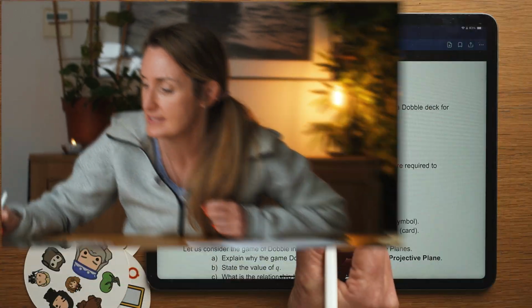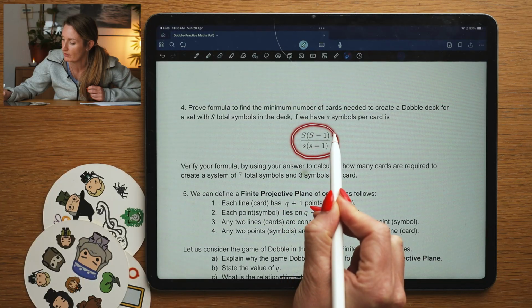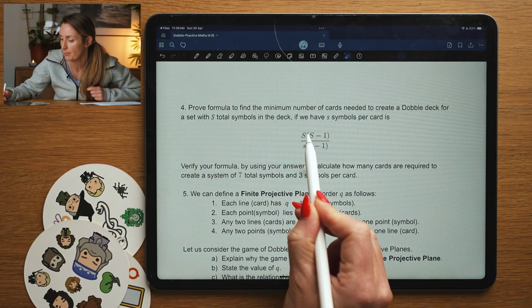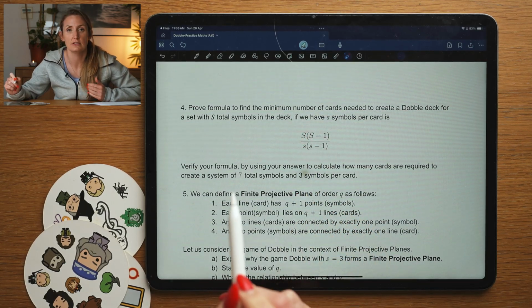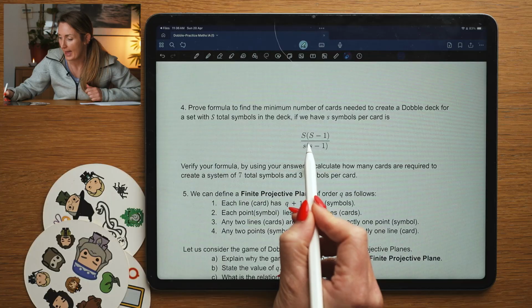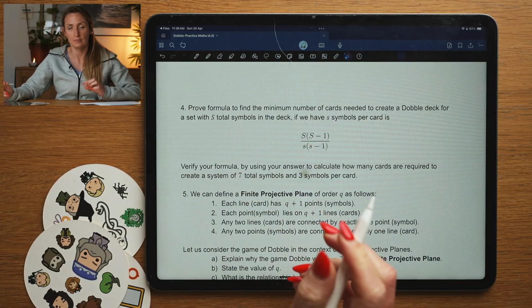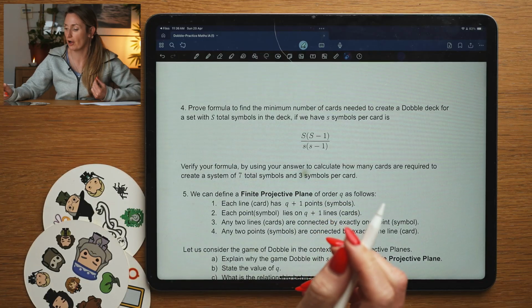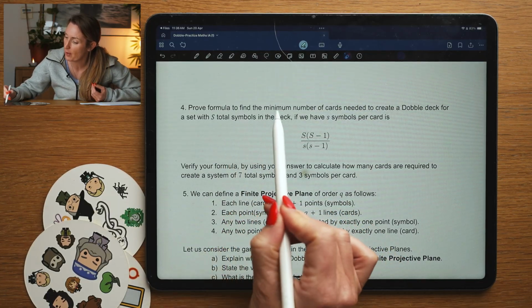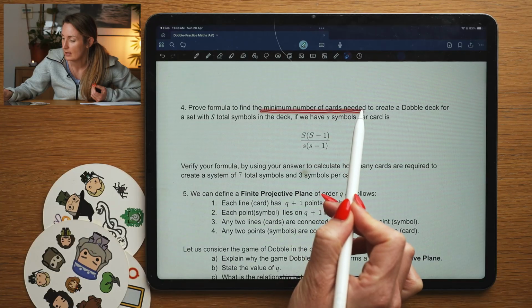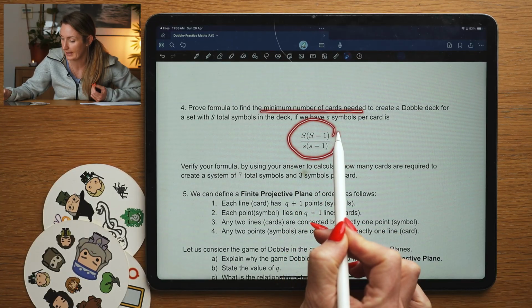In section 4, we're going to be linking everything we've talked about together to create a generalization for the minimum number of cards that we would need in a pack. Okay? Now, in this case, it's a show that because we've been given the formula. Just to recap, big S was the total number of symbols used throughout the pack, and little s was how many symbols we included per card. And then this is telling us that the minimum number of cards needed is this formula here.